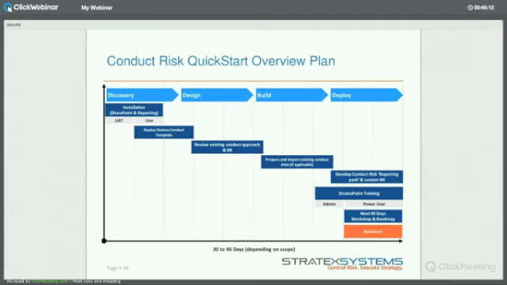We also focus on training. So typically at least one day's training for all your administrative staff, and then a 2-day power user course. And we typically do 2 or 3 of those during this implementation to cover off all the users.